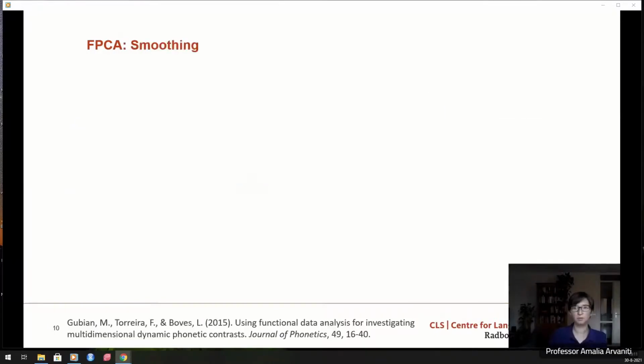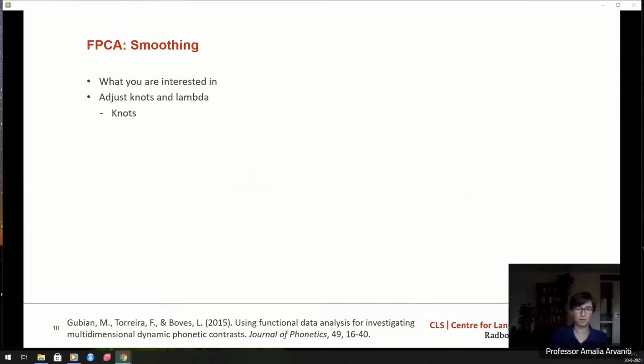Now I'd like to go into two important aspects of FPCA, namely smoothing and landmark registration. Smoothing, as the name suggests, indicates a transformation of your raw data, the F0 curves, into smooth curves, and is guided by what you're interested in. We are not interested in microprosody in our research, so the small perturbations in F0 that come from vowels and consonants, so we want those smoothed out in our smooth curves.